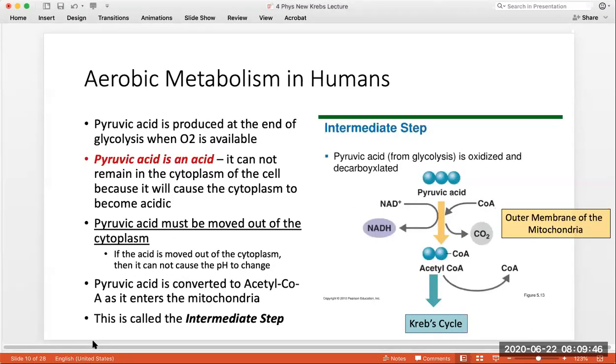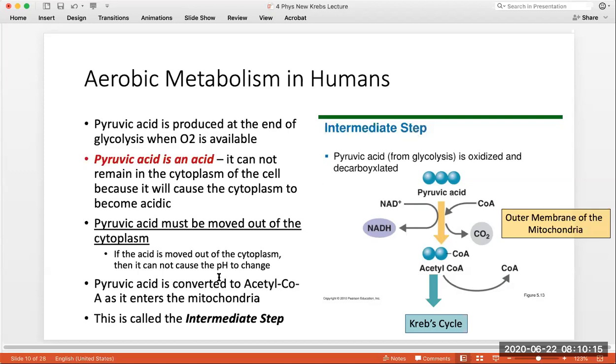Okay, so now we need to continue on with aerobic metabolism. So again, if oxygen is available, the pyruvic acid that's produced at the end of glycolysis, again, is an acid, so it can't remain in the cytoplasm. It has to get moved out of the cytoplasm because it could affect the pH and cause the cytoplasm to become acidic. We've already talked about that. That can't happen. So what happens is this next step in the process is called the intermediate step.